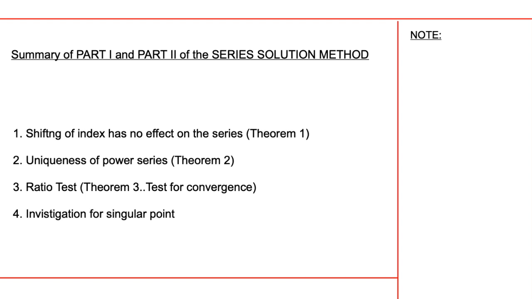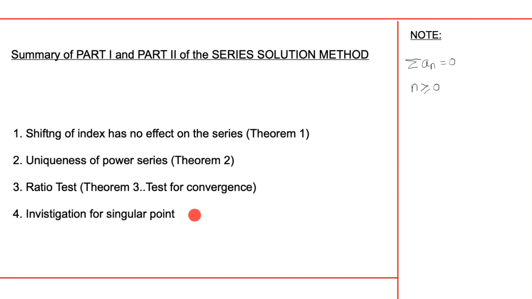So in summary of part 1 and part 2 of the series solution method. Number 1, shifting of index has no effect on the series. That is theorem 1. Number 2, uniqueness of power series. We learn that all the coefficients will vanish independently to 0 for all values of n greater than or equal to 0. Number 3, ratio test for convergence of the series to find the proper solution and to investigate the singular point.